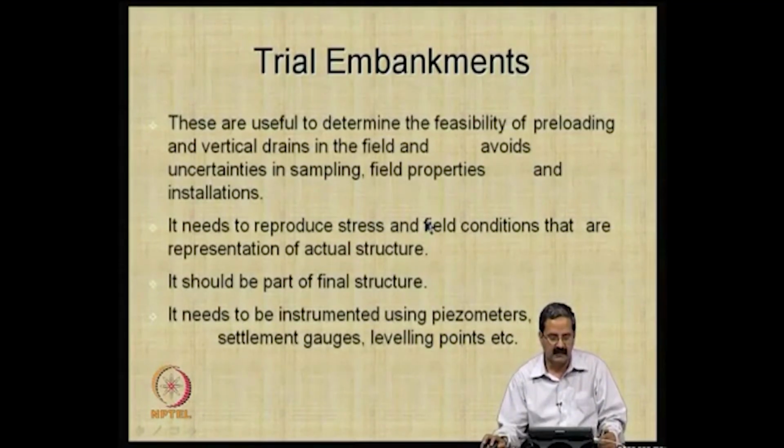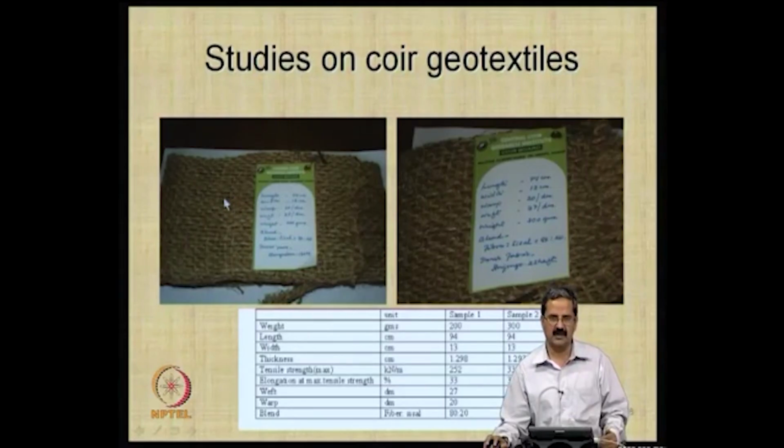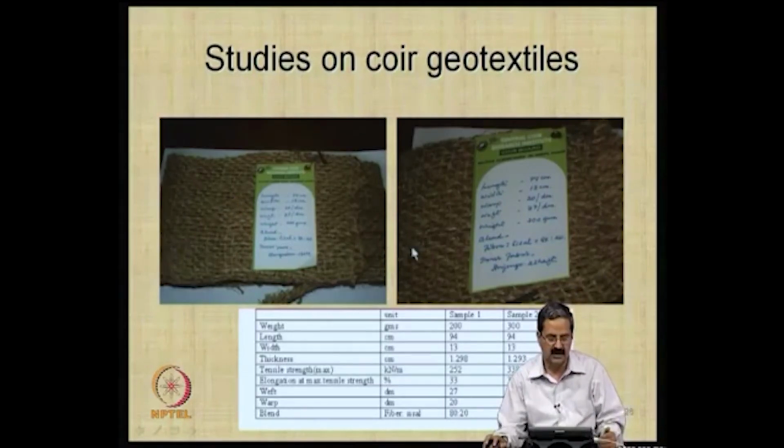The trial embankments are quite useful, as I just mentioned. Normally people do this because it helps in avoiding sample disturbance and uncertainties in the sampling and field properties. This we have discussed. I will show you a small example of what we studied. When the consolidation times are just about 9 months to 1 year, one can use coir drains. I showed you a couple of drains in the last class, where you have a number of drains, one made of jute, one coir, and so on.